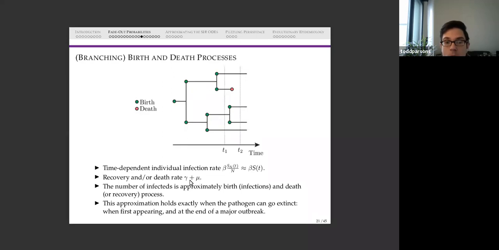Same thing here. When an individual dies or recovers, that's essentially a death in this branching process, and I can think of this occurring at a per capita rate of gamma plus mu. I'll sketch in the next slides how we would prove this, but this approximation is rigorously provable, so long as we're only interested in the initial phase of the epidemic, or whenever the number of infected is very rare. We can use it to approximate the number of infected individuals.